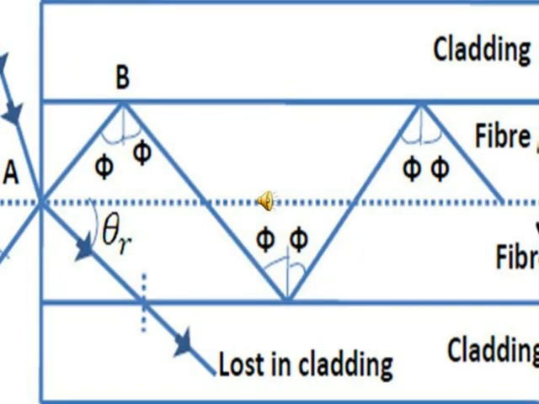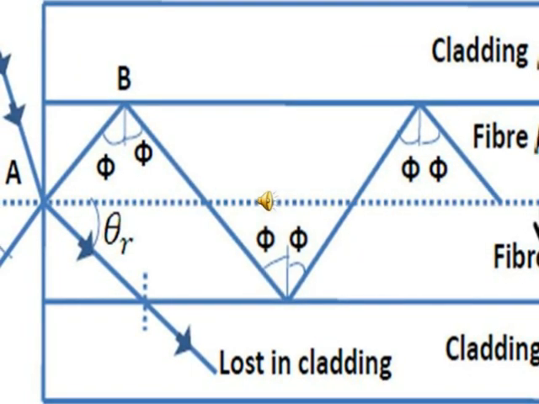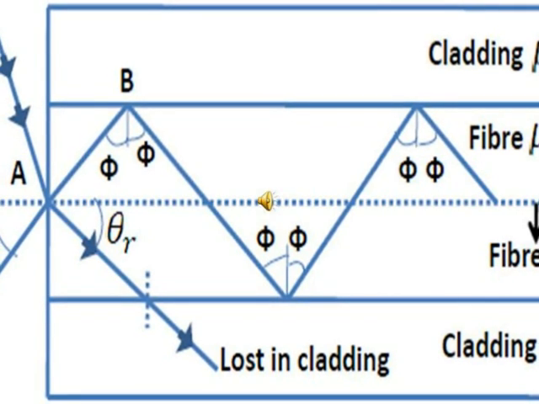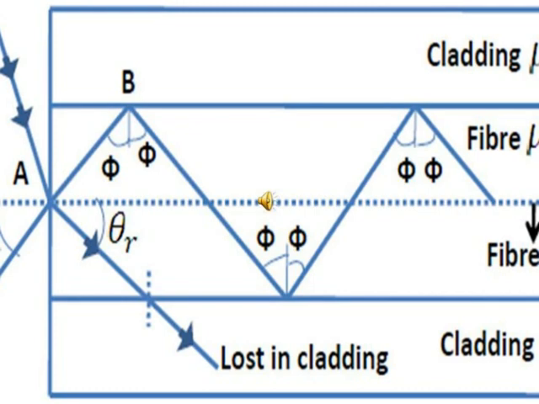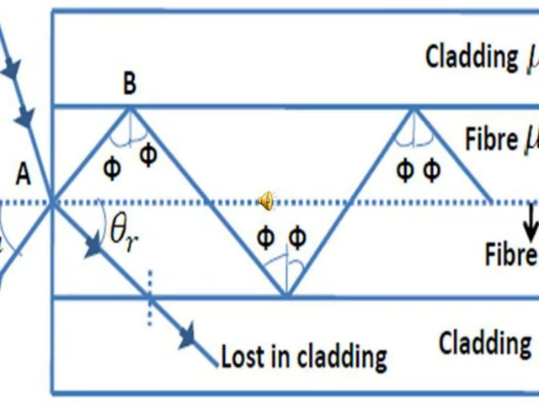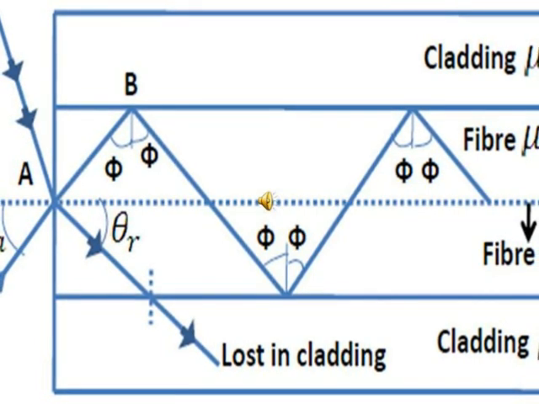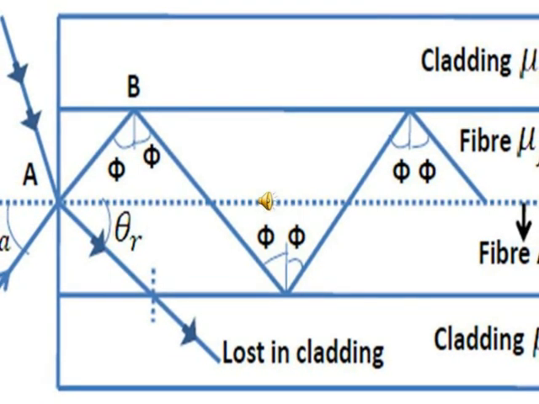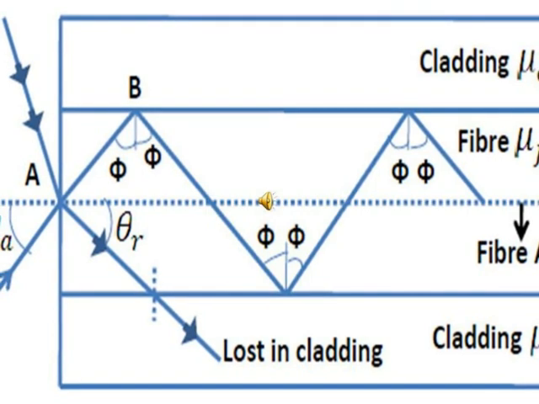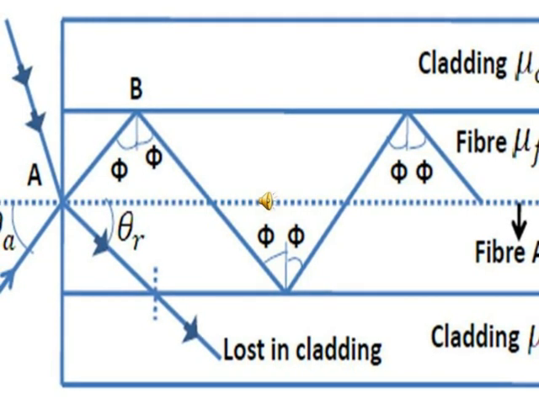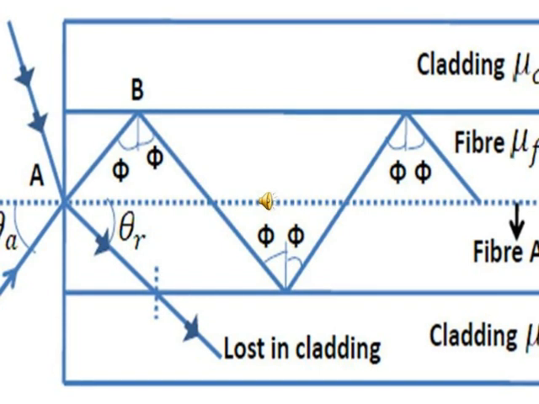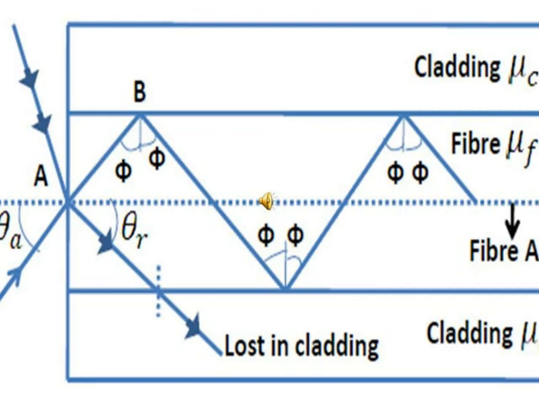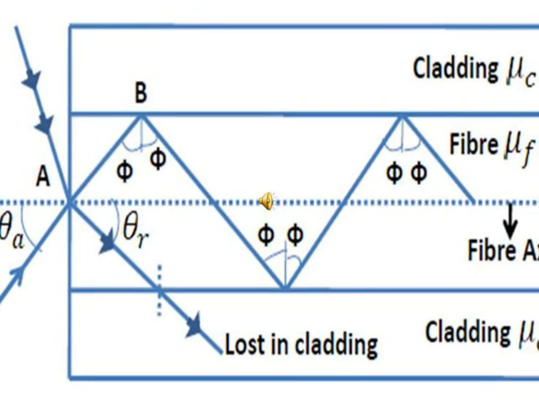Now, the working of optical fiber. One beam is entering from air into the fiber core combination. When the light enters from the air, the angle of incidence is theta A, which is named the acceptance angle. When the incident beam is incident at angle theta A, it will be incident at an angle phi within the core, and that angle of incidence is greater than the critical angle.